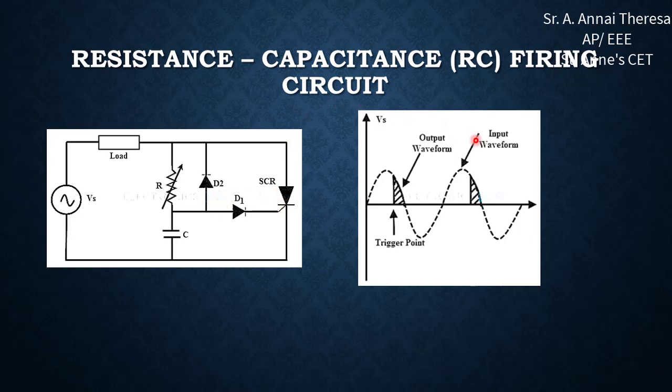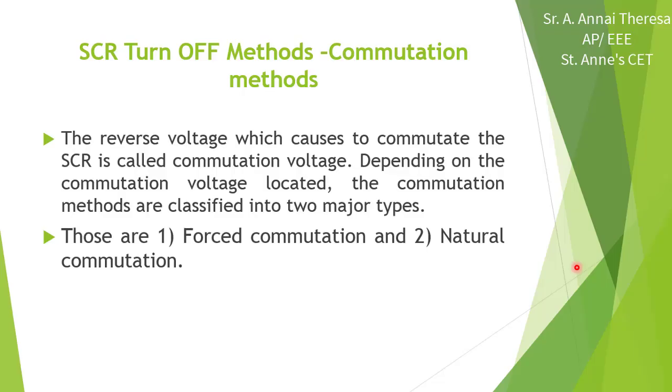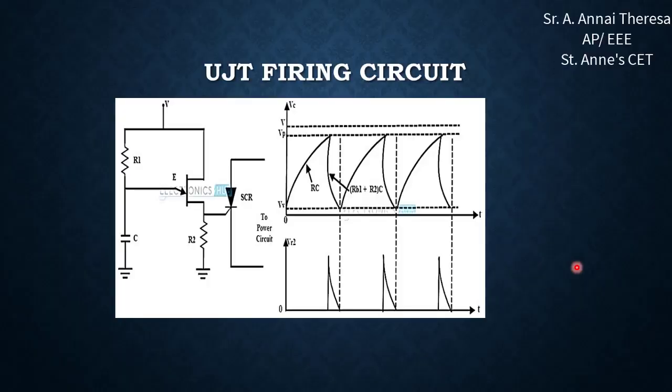So this is about the RC firing circuit. The next one is the UJT firing circuit. In resistance and resistance-capacitance triggering methods, prolonged pulses were given to the gate, as we saw already, so more power dissipation occurs at the gate in R and RC firing circuits. This power loss can be limited in this method by using the UJT as a triggering device.